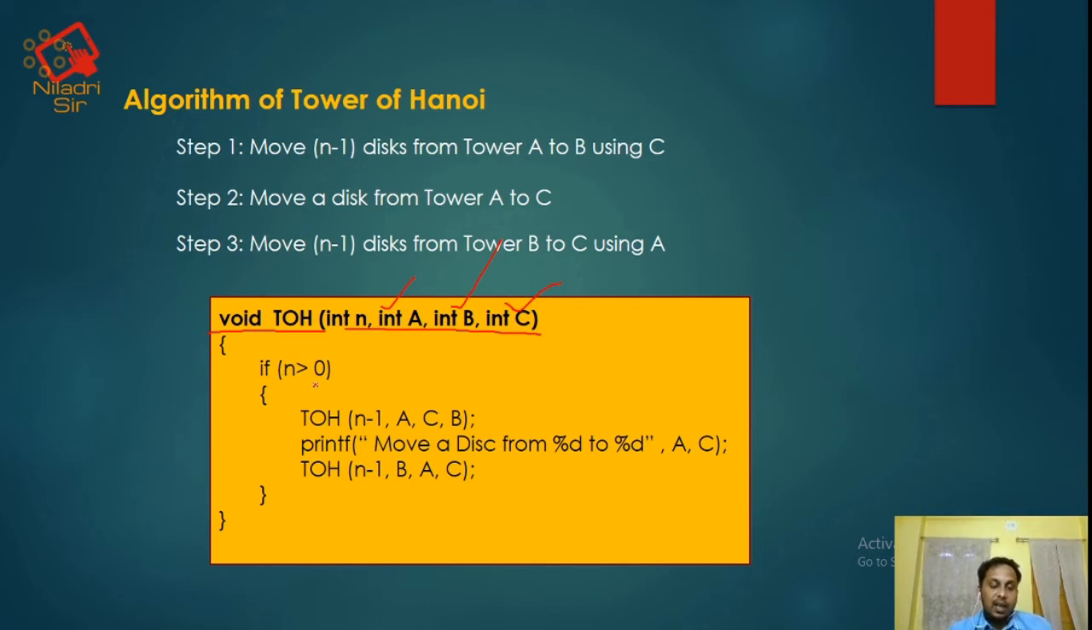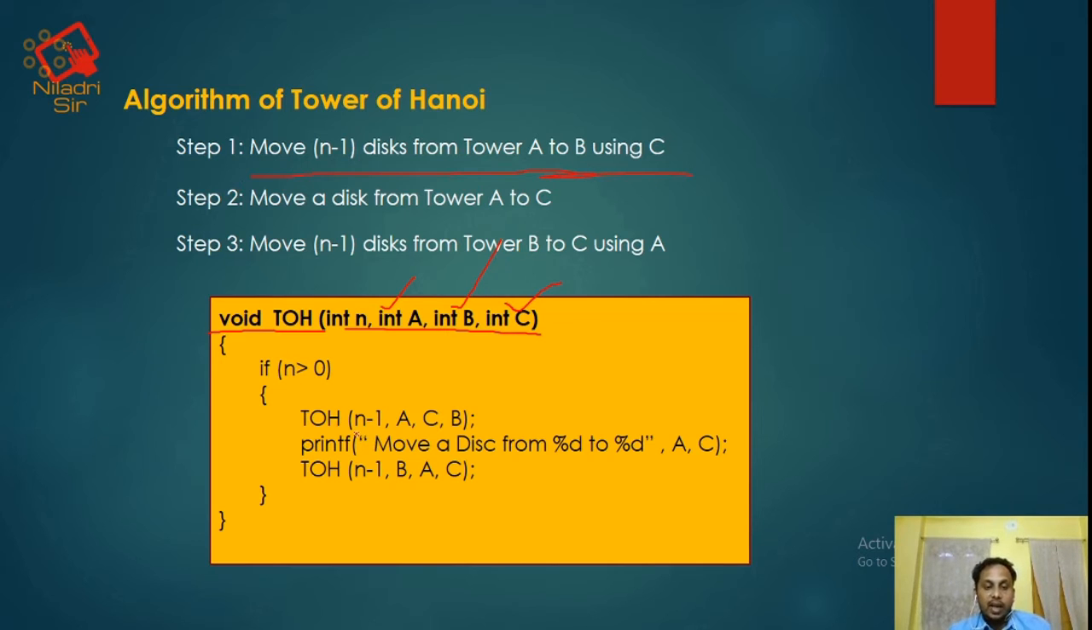As you can see in the algorithm, if n is greater than 0. Why is this n greater than 0? If the number of disks is greater than 0, then there is talk about moving a disk. If the value of n is 0 or less than 0, then there is no chance of movement. If n is greater than 0, that means if there is any disk, then there is a chance of movement.